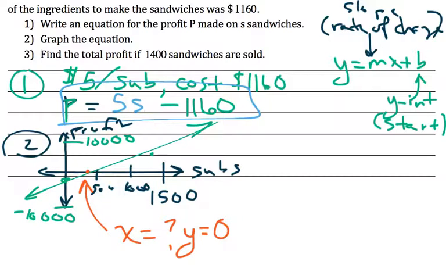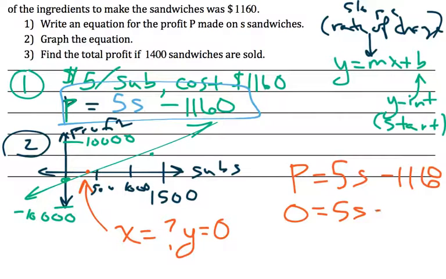So were we to do this problem, we would write p equals 5s minus 1160, and then we'd figure out when the profit would be 0, and that would give us the crossover point. And if we did want to figure this out, we would just solve the equation, and you figure out, okay, well, 232 subs would get us there.